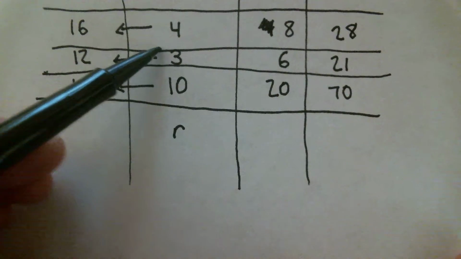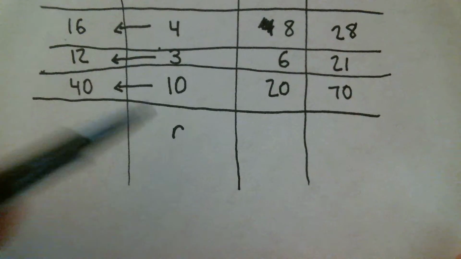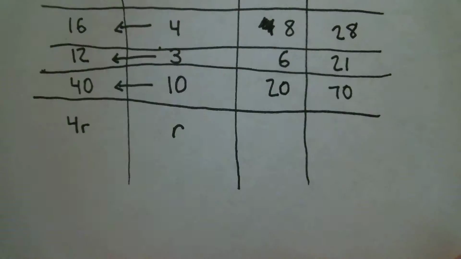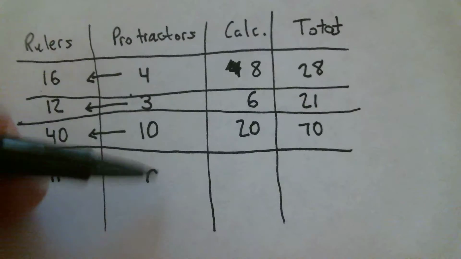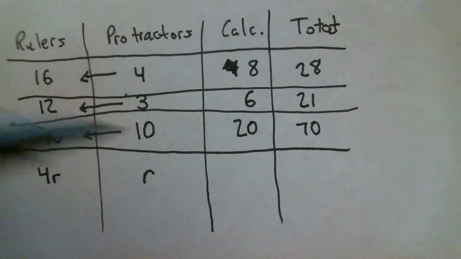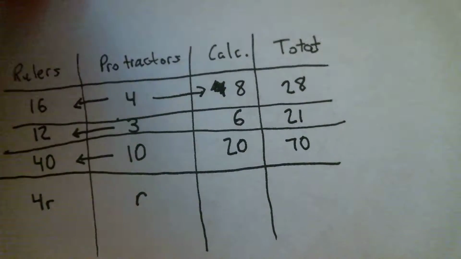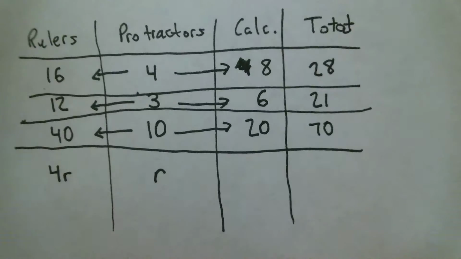How do I get from 4 to 16? And for all of these, you would answer by multiplying by 4. So I would say 4r, right? Because r times 4, that's how I would write that. Well, let's think about it now. If I'm using this as my variable, I know that will help me get over here. I could think like this: 4 to 8, 3 to 6, 10 to 20.